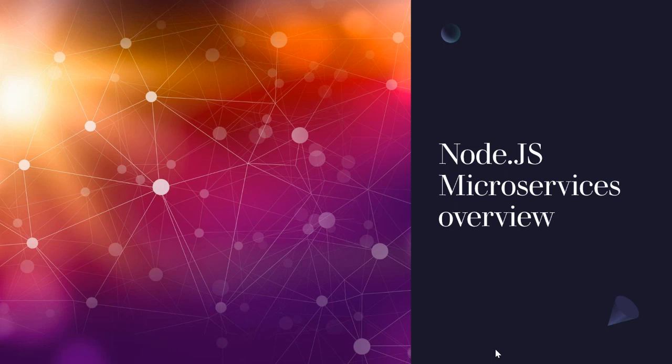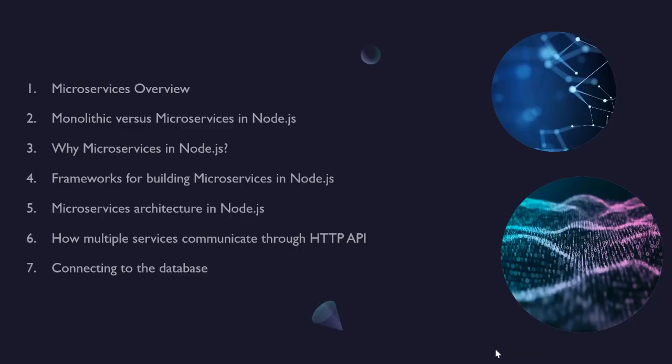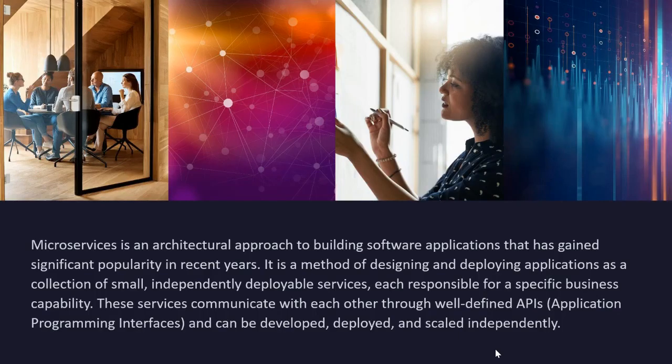In this video, we are going to see an overview of Node.js microservices. We will go through 7 points: microservices overview, monolithic versus microservices in Node.js, why microservices are being used in Node.js, frameworks for building microservices in Node.js, microservices architecture in Node, how multiple services communicate through HTTP API, and last is connecting to the database. So, what is microservices in general?